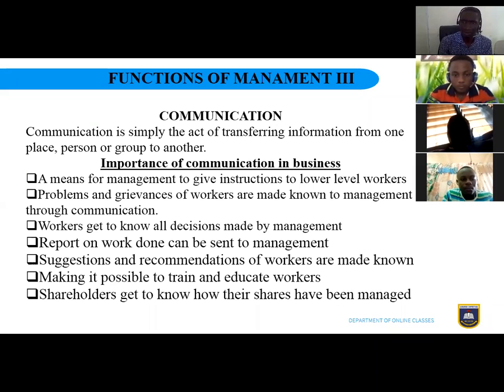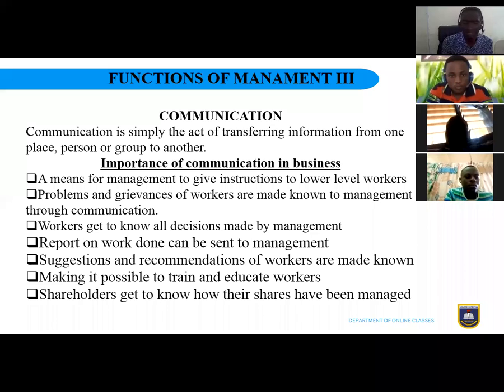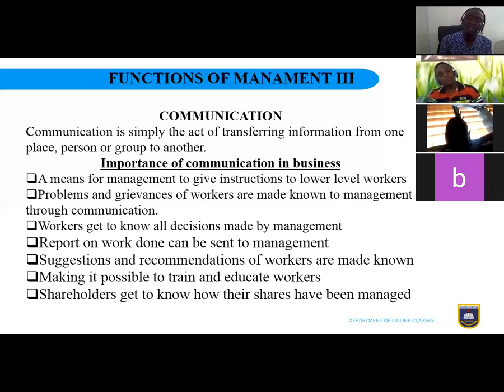So as we are talking now, I am trying to transfer information from a single person, me, to a group of students in my class. That is part of what? Communication. Now, whatever I'm trying to give you is referred to as what? Information. So from the beginning to the end of the lesson, everything I'm going to say here is information, and this information is being transferred from me to a group of people.